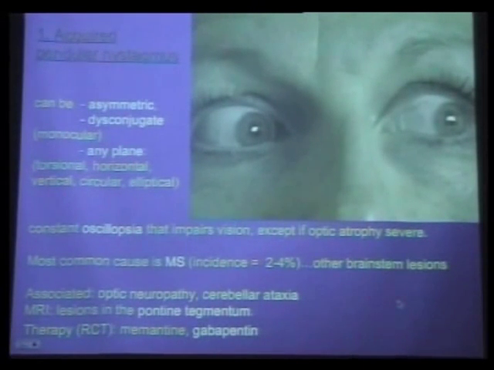This is one of the few nystagmuses for which we have reasonably good evidence for therapeutic effect from a randomized controlled trial, with either memantine or gabapentin. I will say that I don't think the effects of these things are miraculous. They do have some improvement, and maybe a little improvement is enough to make life easier for the patient, for them to read and do things like that, but it doesn't eliminate the nystagmus entirely.